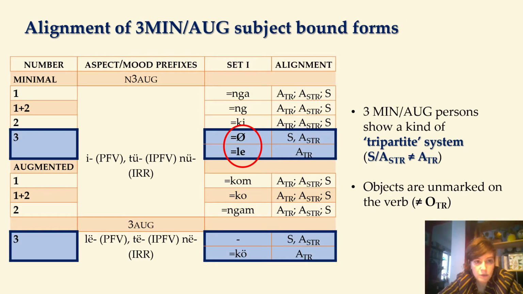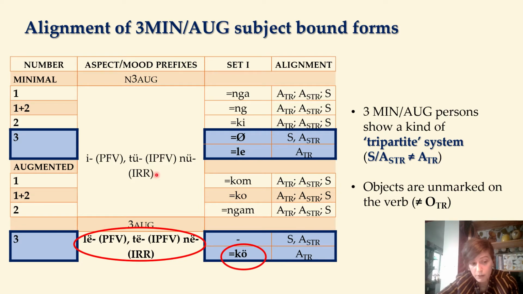So in terms of alignment, the third person shows a different pattern, which is called tripartite, which means that the S argument and the semitransitive agent are marked in the same way and differently from the transitive agent and the transitive object. So for instance, here with the third person minimal, we can see that the transitive agent is marked by the enclitic le, while the S argument and the semitransitive agent are zero marked on the verb.